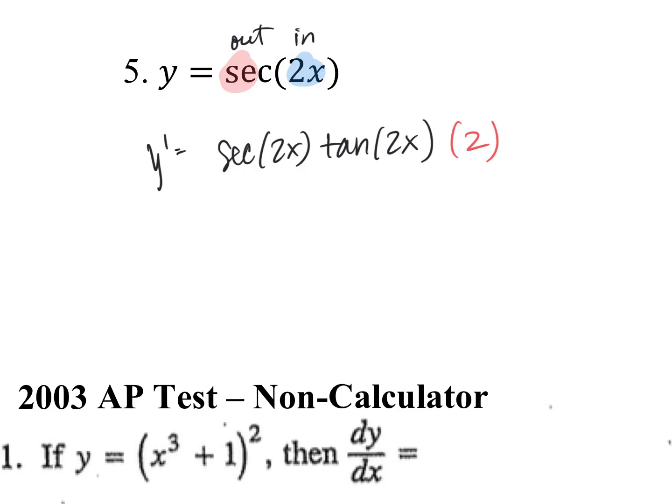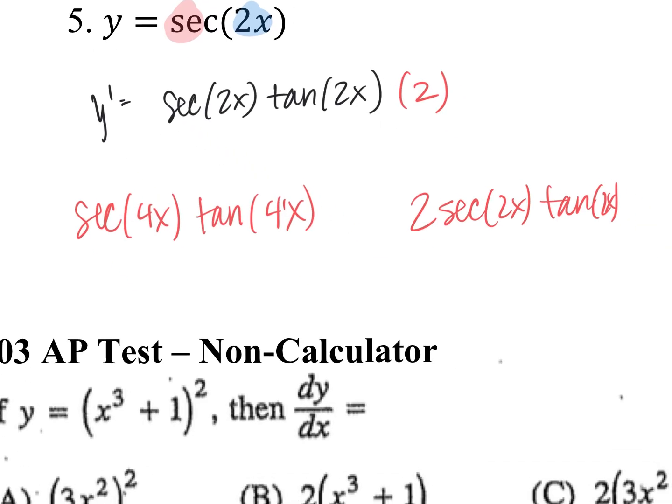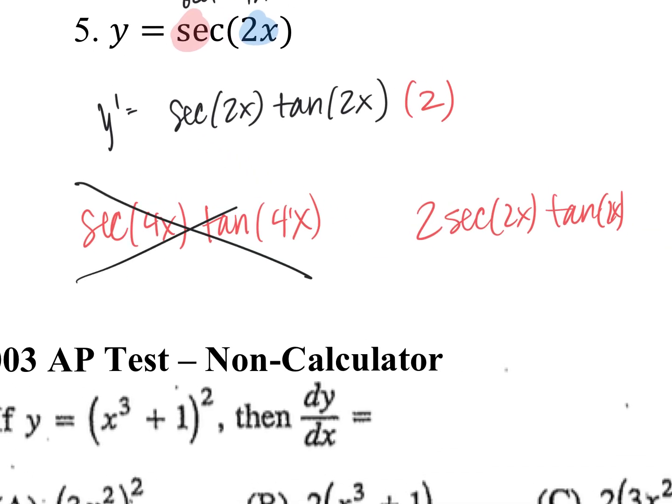Question. Is that the same as secant of 4x, tangent of 4x? Or is it the equivalent to 2 secant 2x, tangent 2x? Or both? Like Campbell said, you cannot mess with the angles ever. But this constant can come out front though.